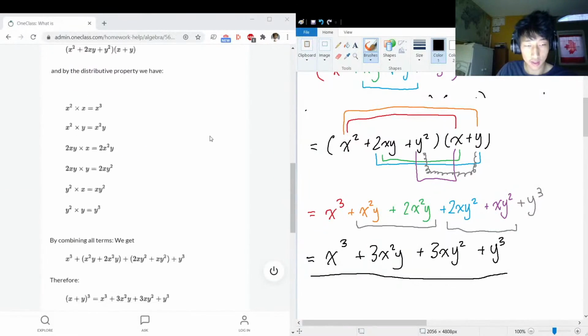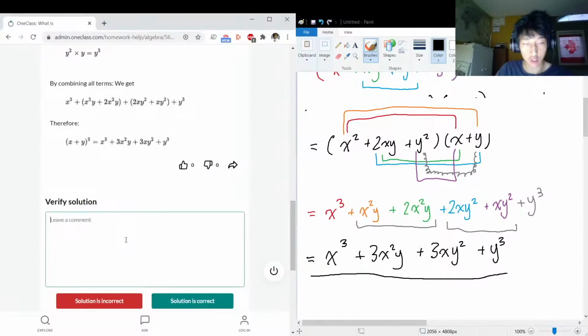Yeah, it seems like they came to the same conclusion. Looks good. The above solution is good.